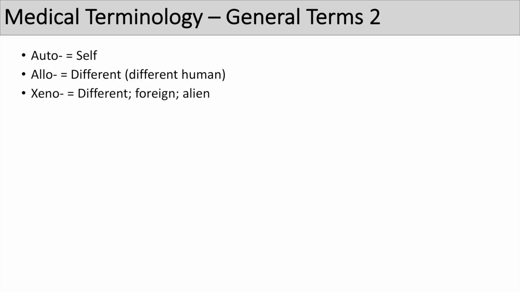So some more general terms. The next one is the prefix auto, which means self. And the next one is allo. This means different, or more appropriately, this means different human. So it's someone different within the same species. And I say that because the next prefix is xeno, which also means different, but usually of a different species. Also means foreign or alien.